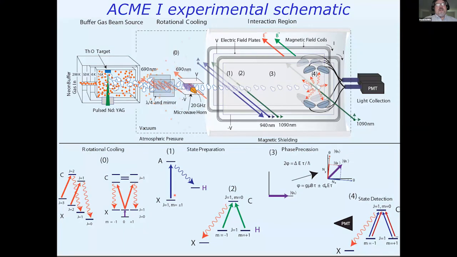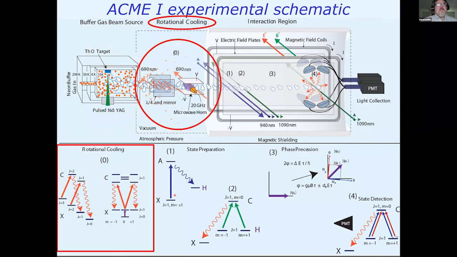So here's a schematic of the ACME experiment. It starts with a cryogenic beam of thorium oxide molecules. The beam goes through a series of lasers and microwaves that cool the rotational states in order to accumulate population in a single rotational state.